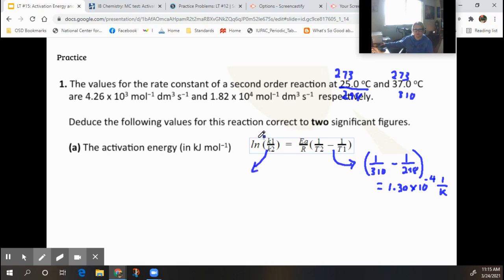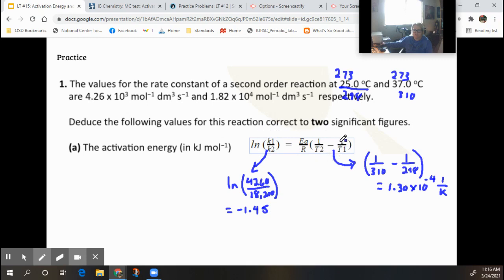Now I'm going to solve out this natural log of the rate constants. That's going to be K1 over K2. So I'm going to have 4,260 divided by 18,200. I divide that first, then find the natural log. So make sure you do what's in the parentheses first and then get the natural log. And just to let you know, the units for that cancel out and I will get a constant of negative 1.45. So now I know a number that goes into the left side of the equation here.